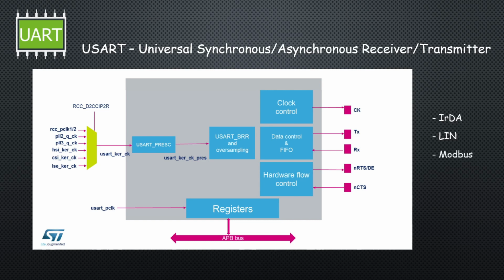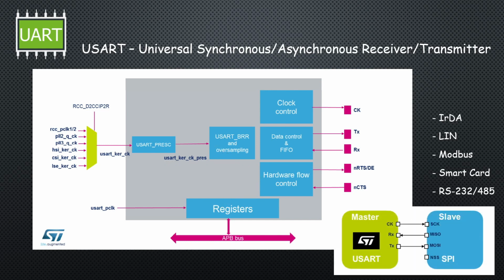You have Modbus, which was originally developed at the end of the 1970s for programmable logic devices and is still a de facto standard in industrial applications as it's royalty-free and openly published. You can also read smart cards with the ISO 7816 protocol. And of course, we have RS232 and 485, which you can see the hardware control for in our ST micro device here. And you can even implement our old friend SPI using a USART.